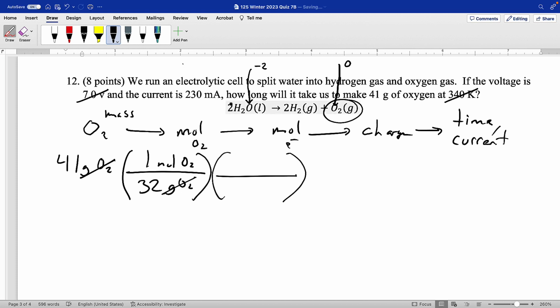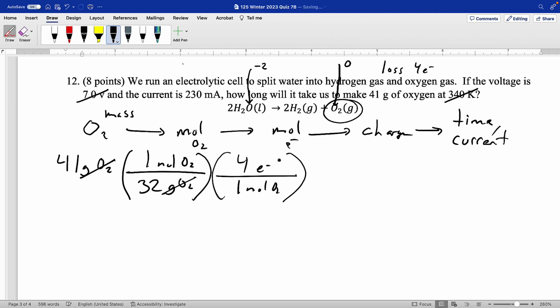Now if we look at that, in every oxygen molecule, there's 2 oxygen atoms, which means overall we had a loss of 4 electrons total, right? So 2 electrons per atom, there's 2 atoms, so 4 electrons. So 1 mole of O2 is 4 electrons.